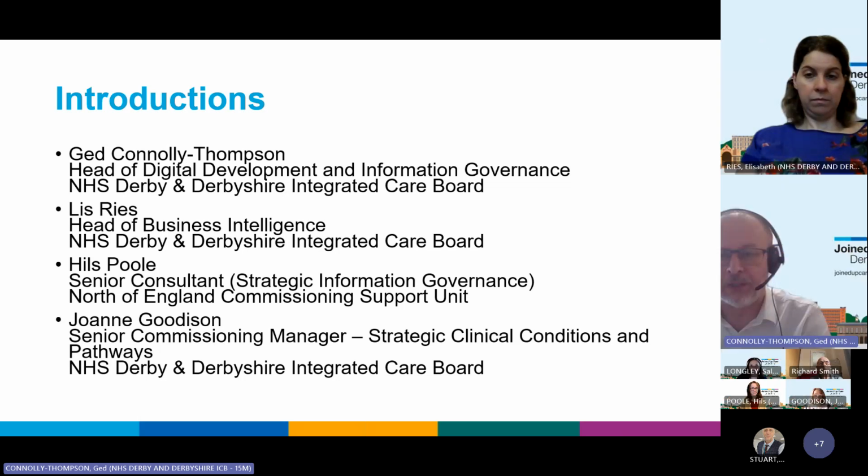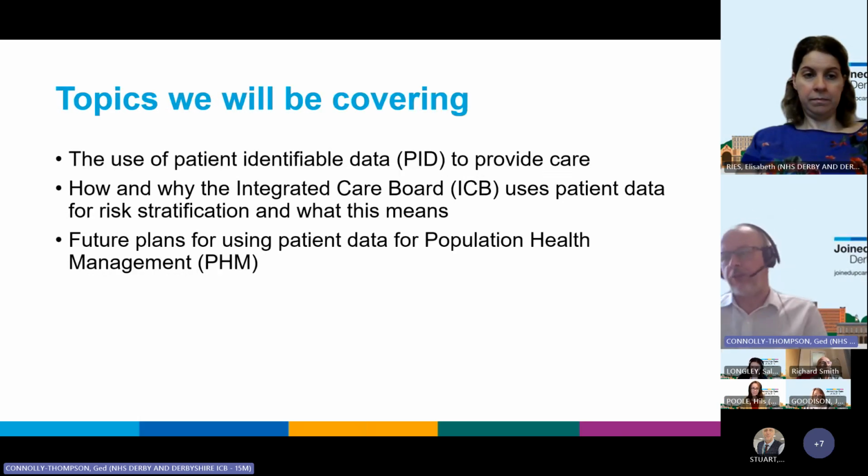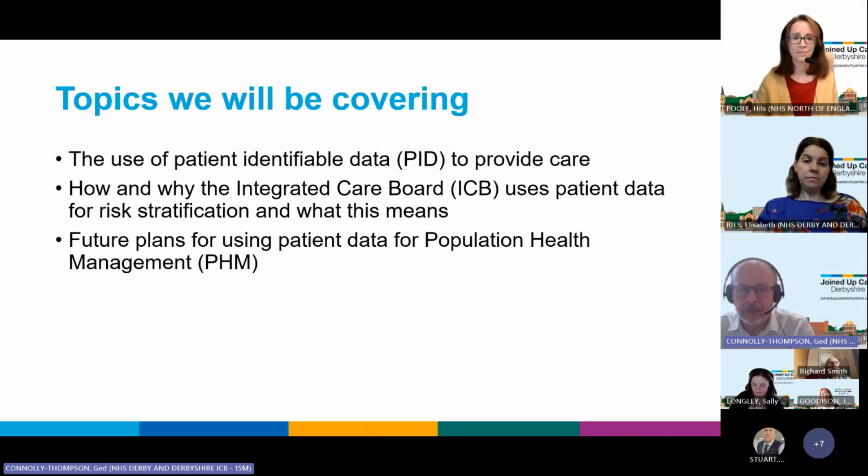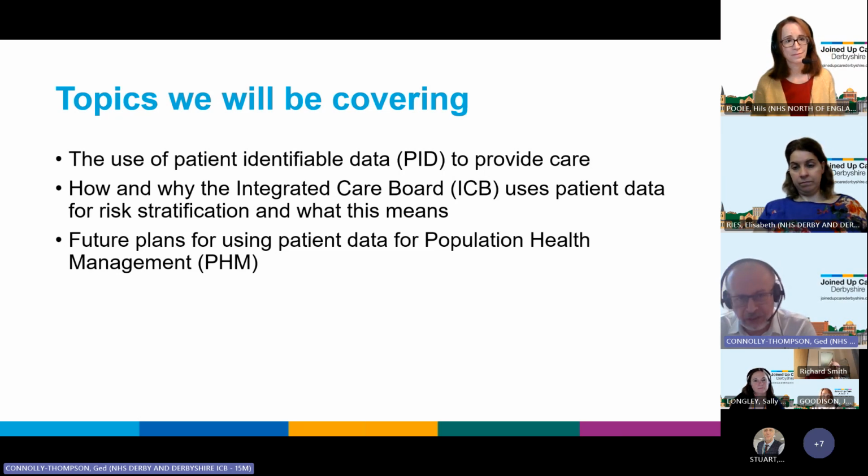the organisation. So briefly, the topics we'll be covering: use of patient identifiable data to provide care, that's across the system, as an introduction into direct care and how we use data for direct care. Then we're looking specifically at how the Integrated Care Board uses patient data currently for risk stratification, what this means and how that works, and also a bit of future planning for population health management, but we don't currently use data for that. But there are plans to look at doing something in the near future.